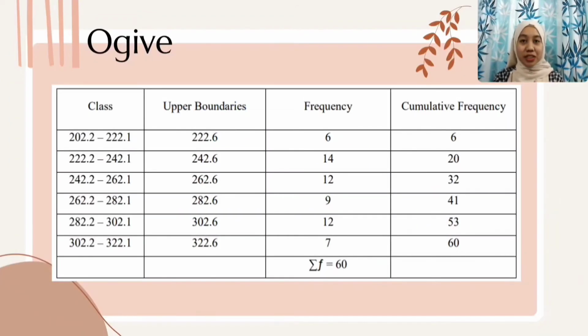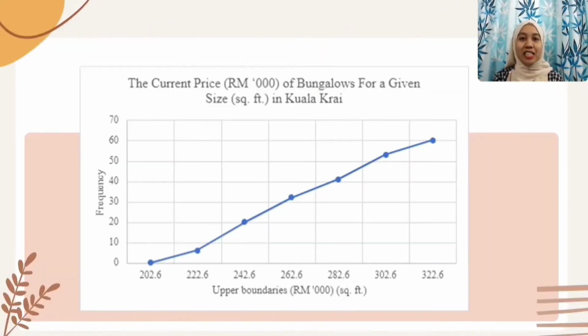The second graph is the ogive. What we need to construct the graph firstly is class, upper boundaries, frequency, and cumulative frequency. Upper boundaries we get from the upper limit plus 0.5, for example 222.1 plus 0.5, then we get the answer 222.6. Cumulative frequency is the sum of the frequency for the class and all the previous classes. For example, 6 plus 14, and we get the answer 20, and so on. This is our ogive graph, and from the ogive we can see that it is a line graph that displays the cumulative frequency at the y-axis and upper class boundary at the x-axis.